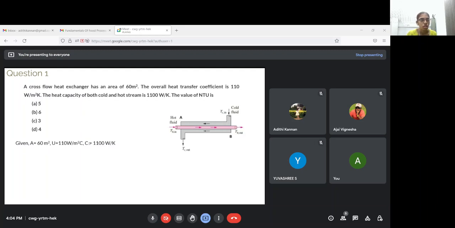So given here is that the area is 60 meters square. The overall heat transfer coefficient is 110 watt per meter square Kelvin. And here the heat capacity is given in the units of watt per Kelvin. So what is the difference between a heat capacity and specific heat capacity? You can see that the units are also different. For a specific heat capacity, the value is kilojoule per kg Kelvin, whereas in here the heat capacity unit is given as watt per Kelvin. So any idea what is the difference between specific heat capacity and a normal heat capacity?